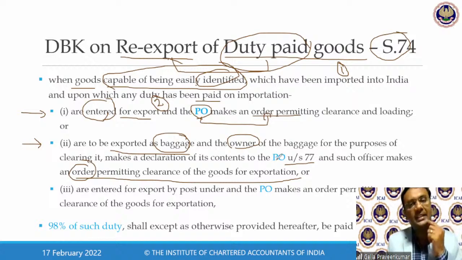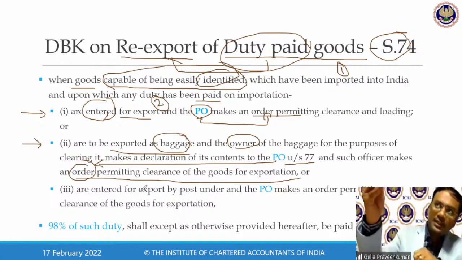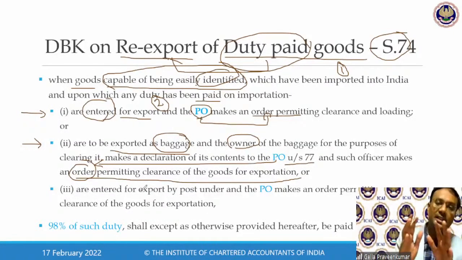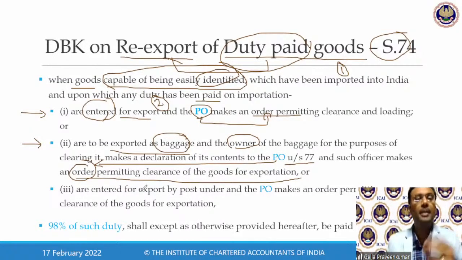Whenever a proper officer passes an order, there was one question which was asked by Namita in one of the classes: what if the goods imported are prohibited goods, which are not easily permissible? Whenever an order is passed, the officer examines whether there is a restriction, whether there is a condition for exporting those goods. If there is no condition and no restriction, then a proper officer passes an order. So this is the importance of the term passing an order.